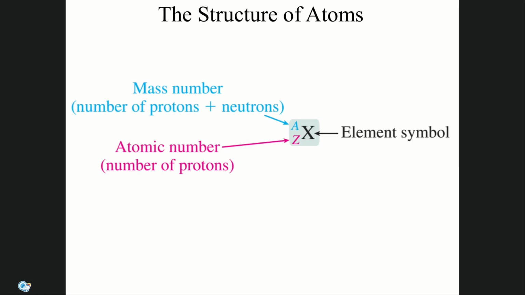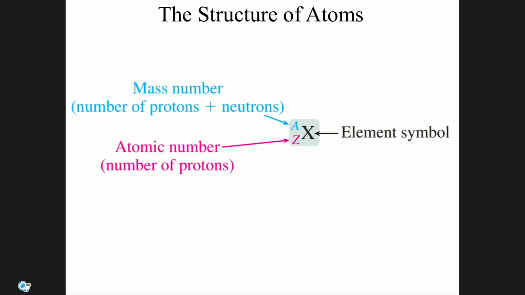In addition, every neutral atom contains a number of electrons equal to its number of protons. The mass number is the total number of neutrons and protons, collectively referred to as nucleons, present in the nucleus of the atom of an element. Except for the most common form of hydrogen, which has 1 proton and no neutrons, all atomic nuclei contain both protons and neutrons.